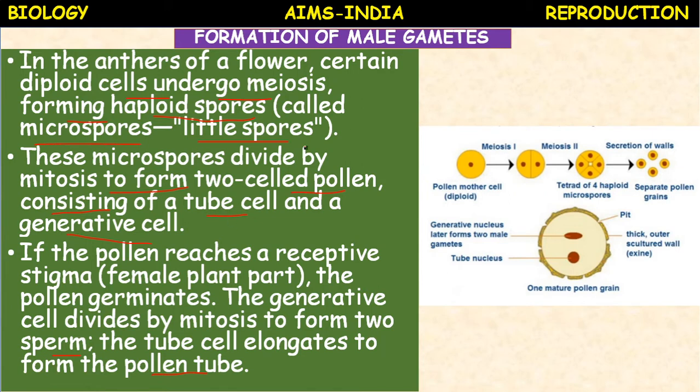See here the pollen mother cell, PMC, which is diploid. Diploid means two sets of chromosomes are present, 2n, and it undergoes meiosis 1 and meiosis 2. Meiosis division is divided into two parts, meiosis 1 and meiosis 2. By the end of meiosis 2, a tetrad of 4 haploid microspores is produced. Then they separate from each other as separate pollen grains.